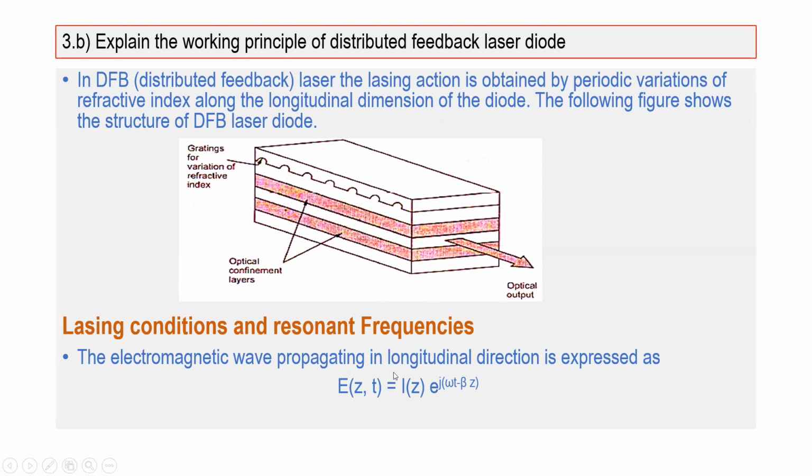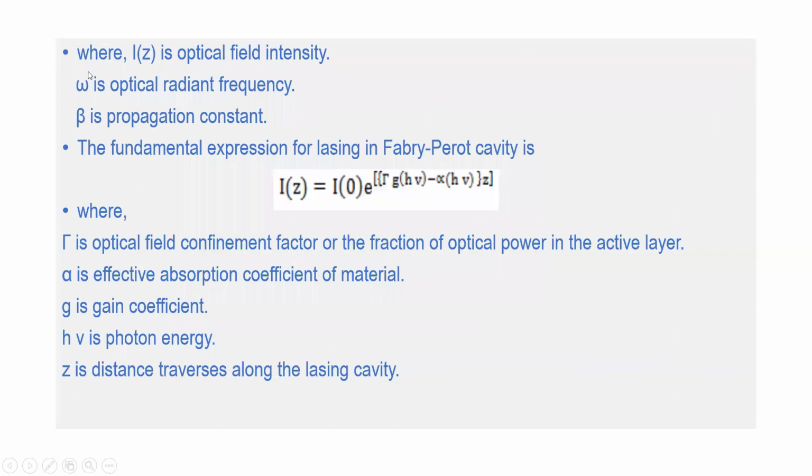The electromagnetic wave propagating in the longitudinal direction is expressed as follows. The light ray which is propagating is electromagnetic in nature, and it is represented in terms of the intensity of light I of Z multiplied by other components, that is frequency, time, phase constant, and the distance it needs to cover. It is represented as e to the power j(omega t minus beta z). Here I of Z is the optical field intensity, as we have seen in the formula. The electromagnetic field that is coming out of the light depends upon the optical field intensity. Omega is frequency, beta is phase constant.